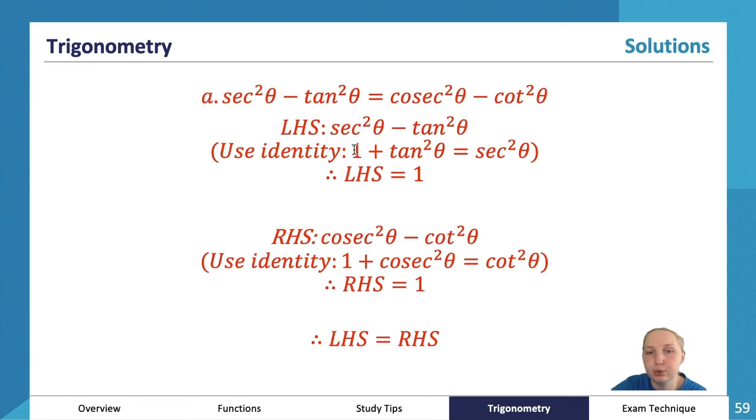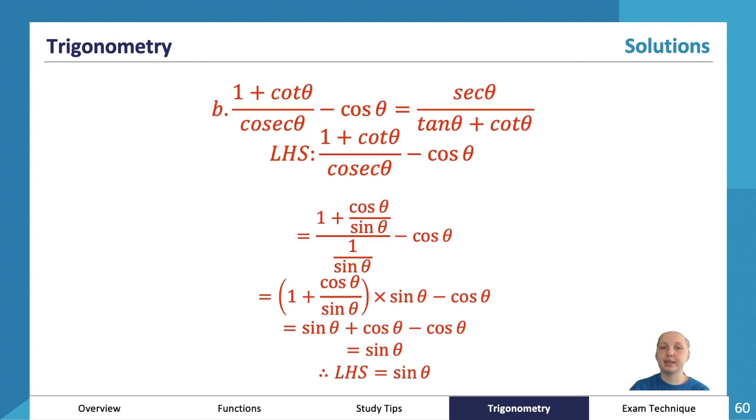So that's why it's really important that you know these identities, because they're not on your formula sheet. They are unfortunately just something that you do have to memorize. And so I'll go through part B as well.